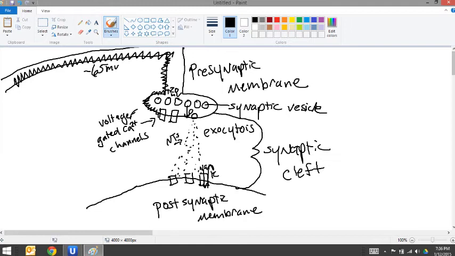Then, correct steps for the dorsal column medial lemniscal pathway. Somatic sensation, let me just read over these real quick.